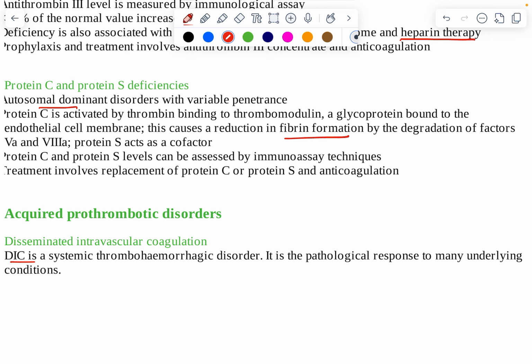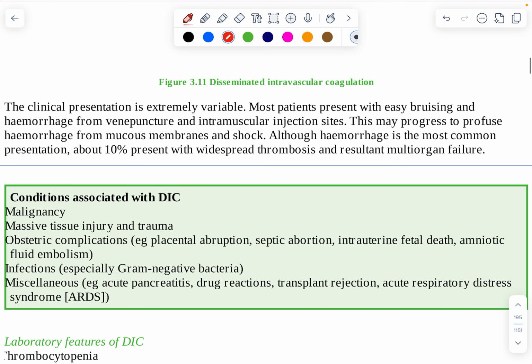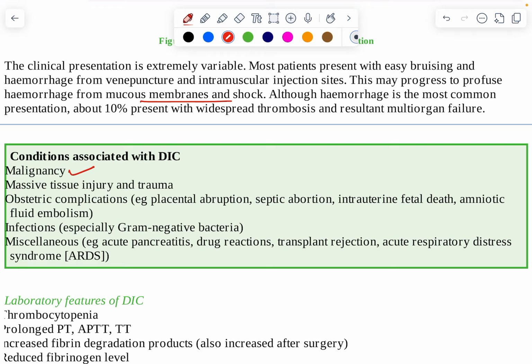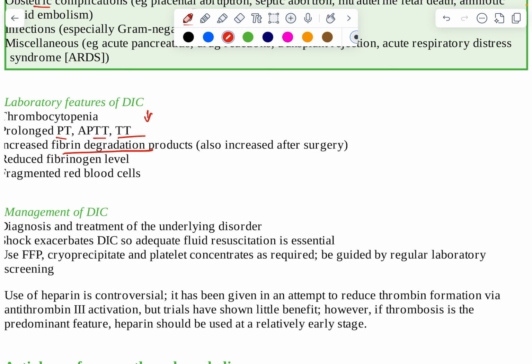Acquired prothrombotic disorders: disseminated intravascular coagulation is acquired. Most patients have easy bruising, and may have bleeding from mucous membranes and shock. Conditions associated with DIC are malignancy, tissue trauma, and obstetric complications such as placental abruption and septic abortions, and infections such as gram-negative bacteria. What are the laboratory findings? There are fewer platelets, and PT, APTT, TT are all increased. Fibrin degradation products will be seen.